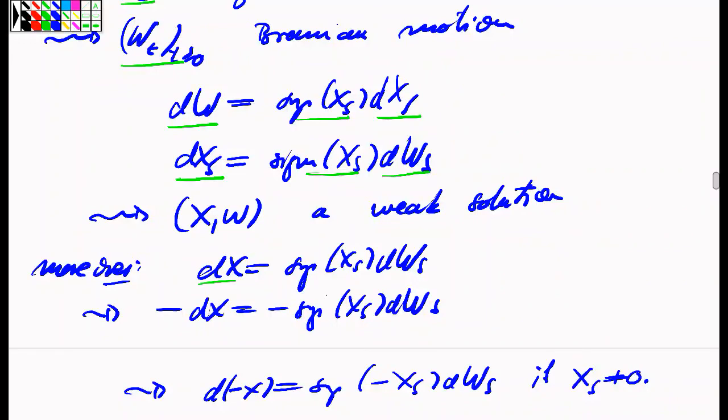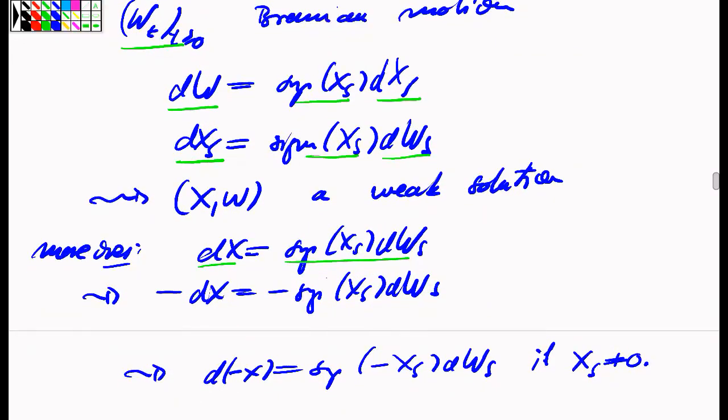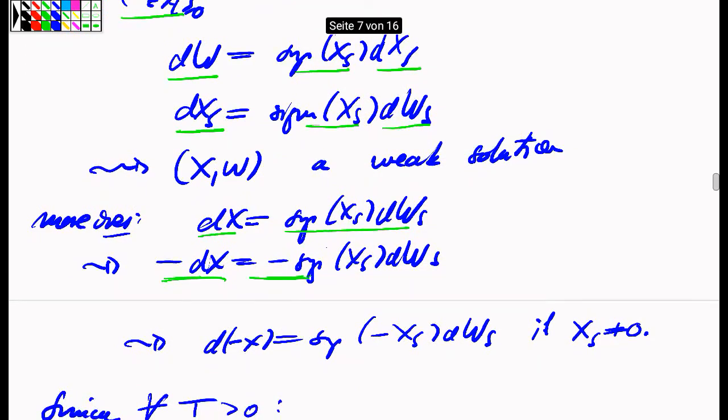Okay, starting from that equation again, dx_s equals sign(x_s) dw_s, I can multiply this equality by -1. So I obtain that minus dx is minus the sign of x_s dw_s. And this I can also write as the differential of minus x equals the sign of minus x_s dw_s, because this sign function that I have just chosen is an anti-symmetric function, which means that I can just pull the minus sign inside the sign function.